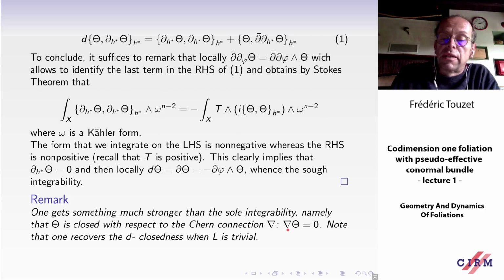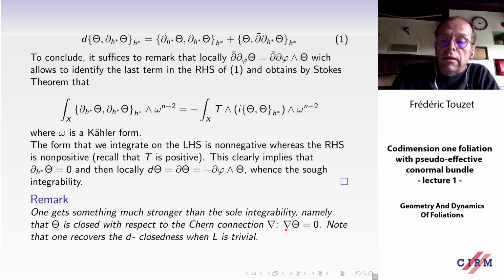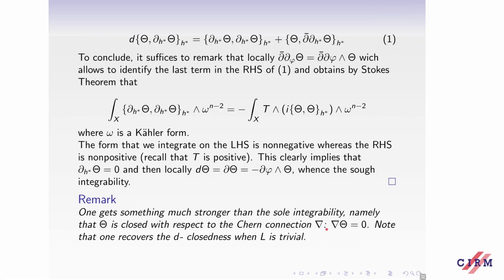So this leaves valuable information on the standard structure of the foliations that we have obtained. We will see that later. And we can remark that one recovers the d-closedness of the one form, since L is trivial, because these connections coincide with the usual operator d in this case.